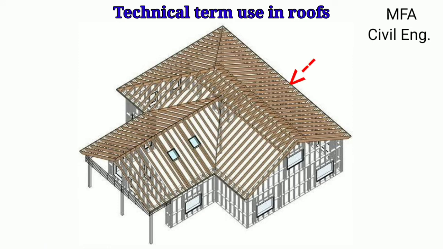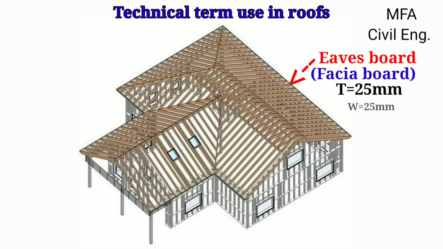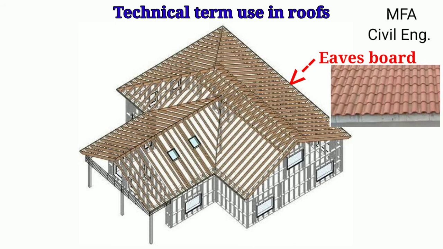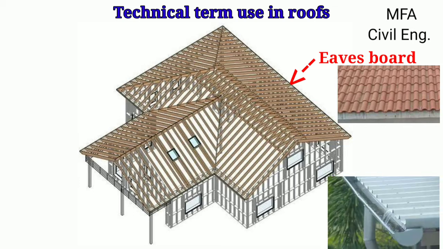A wooden plank fixed to the lower end of the common rafter at the eaves is called the eaves board or fascia board. Eave boards are normally 25 mm thick and 25 mm wide. Lower end of the roof covering material is placed on the eave boards. Eave gutter can also be fixed to the eave boards.